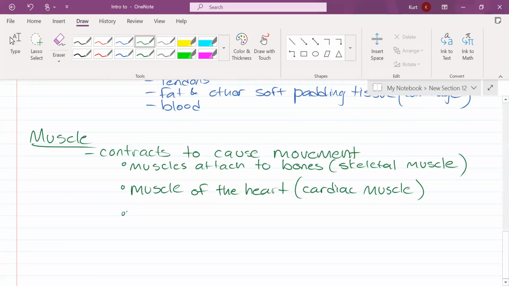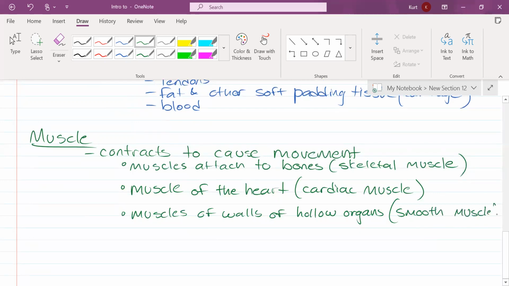And then third one, the muscles of walls of hollow organs. This is called smooth muscle. You do not have control over it. Ladies, not to get too personal, but if you could stop a menstrual cramp, I'm sure you would. But the uterus is hollow, so can you control it? No, because it is made of smooth muscle. Now, muscle contracts. It pulls and it moves. You just don't determine it.